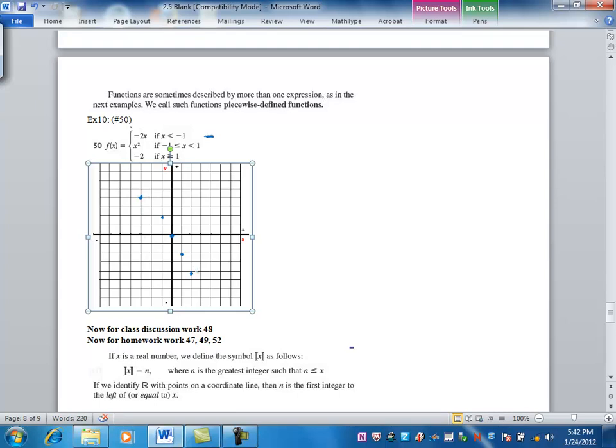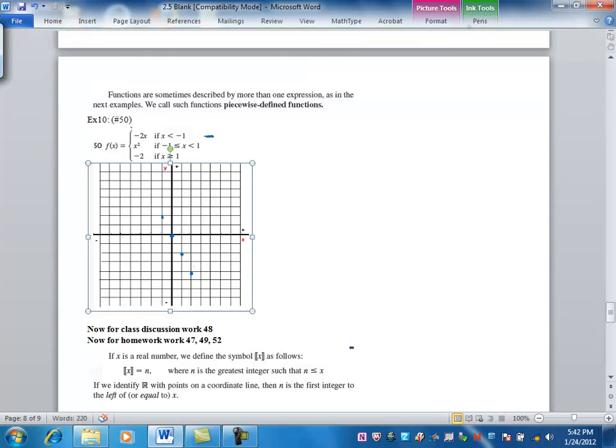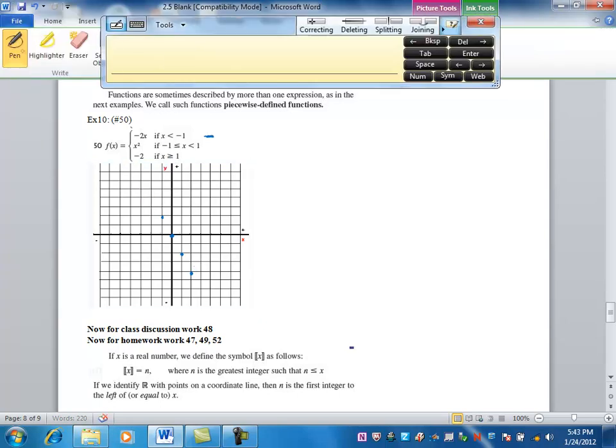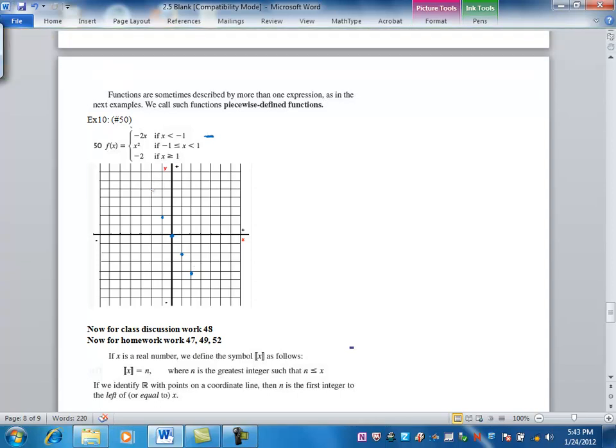And let's see, what did I do? I got off one there. Let me correct that. My apologies. So negative 1, or negative 2, up 4. So there's the top piece of this function in blue.